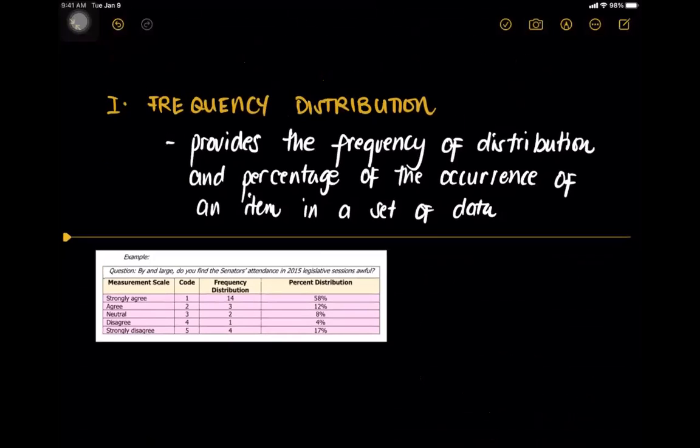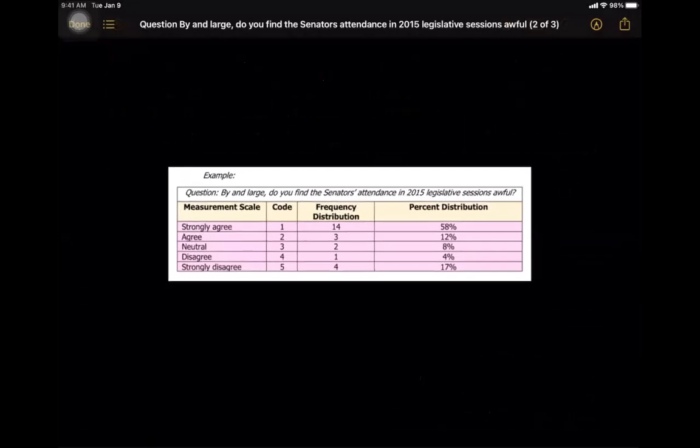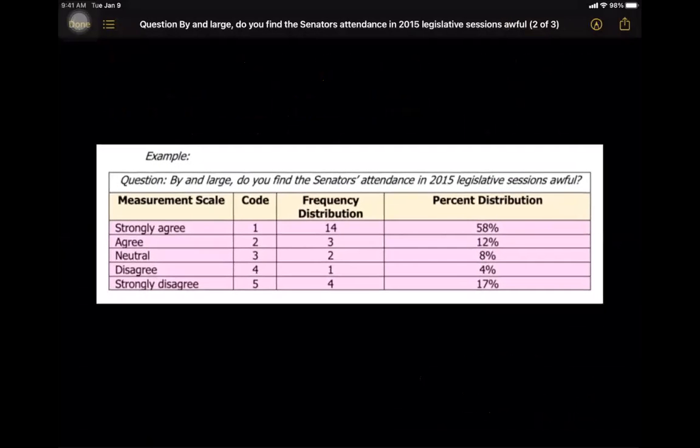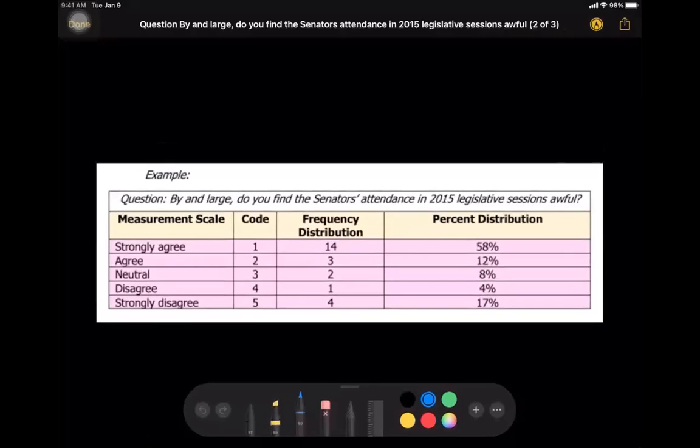Usually, if during the data preparation you have already accomplished your tables, so well and good. This gives us the frequency distribution and percentage of the occurrence of an item in a set of data. In other words, it gives you the number of responses given repeatedly for one question. Let me also show you another way of putting in your frequencies.